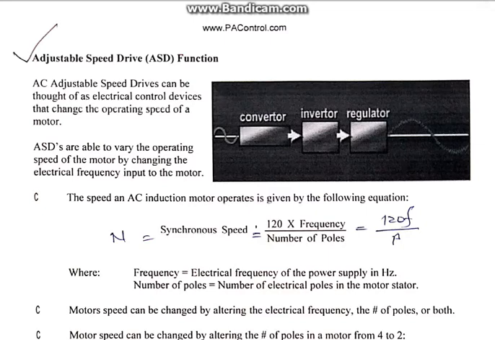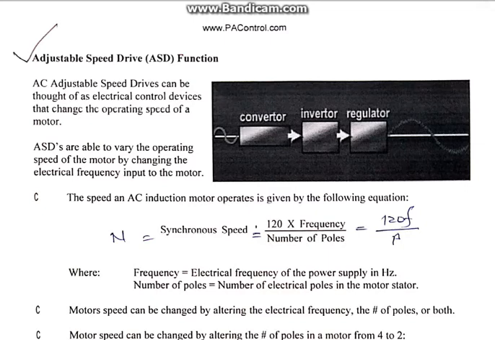As you know, the synchronous speed of an AC motor is given by the formula 120 F upon P. So speed is directly proportional to the frequency and inversely proportional to the poles. Once the AC motor is designed, the poles are constant, so the only variable quantity is frequency. That frequency you can change by changing the firing angles of the solid state devices present in the inverter. So by applying a variable frequency AC signal to the AC motor, one can change the speed.